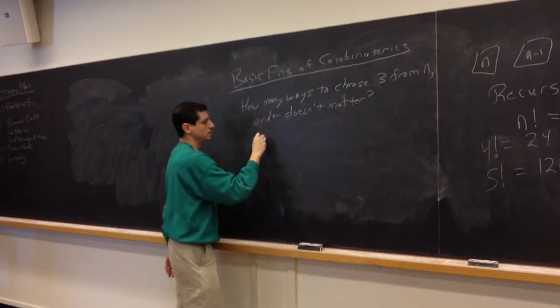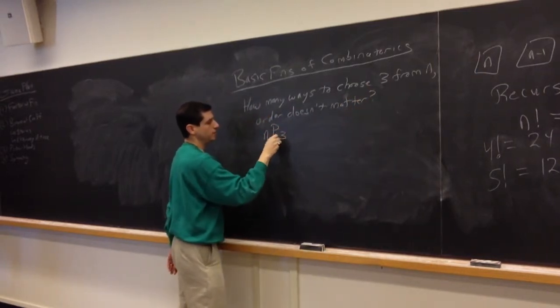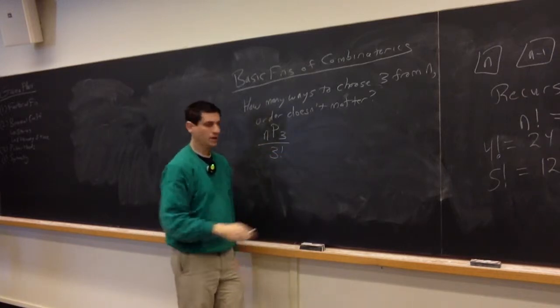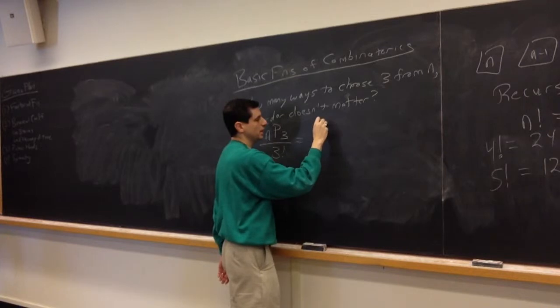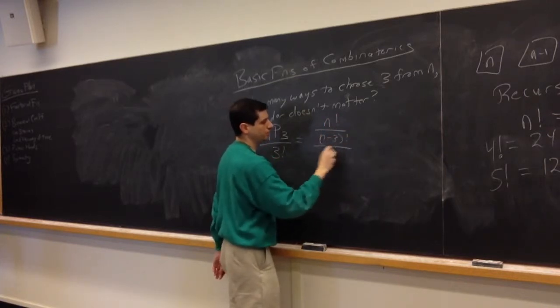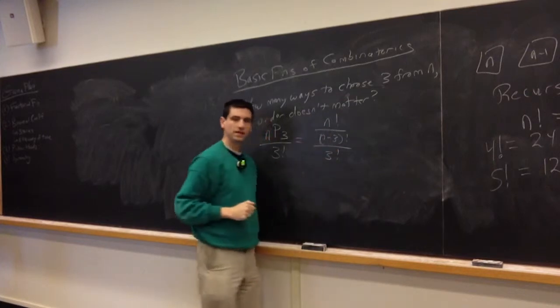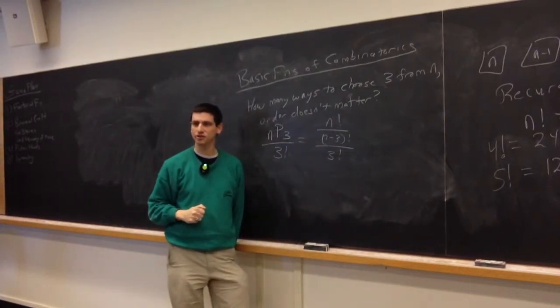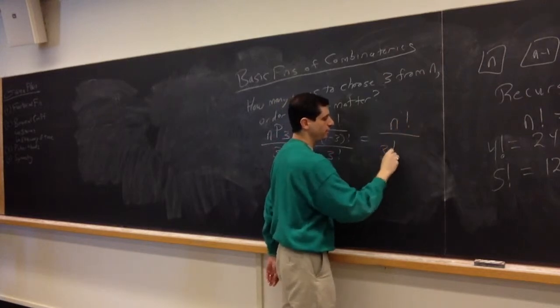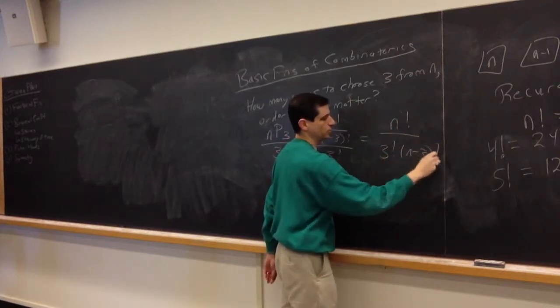So it's going to be nP3 divided by 3 factorial. And this becomes n factorial over (n minus 3) factorial, divided by 3 factorial. Nobody likes division on division. So we'll write this as n factorial over 3 factorial times (n minus 3) factorial.